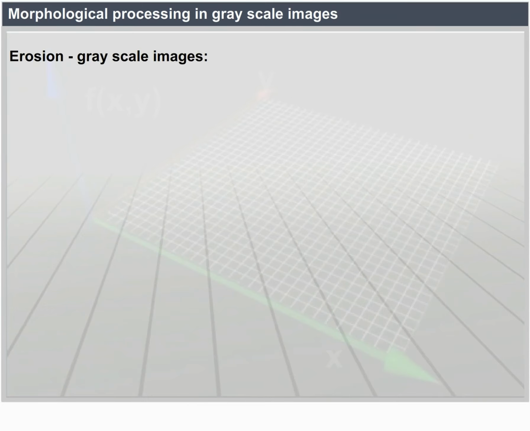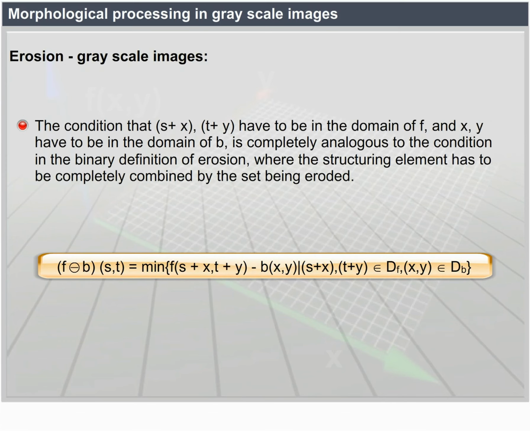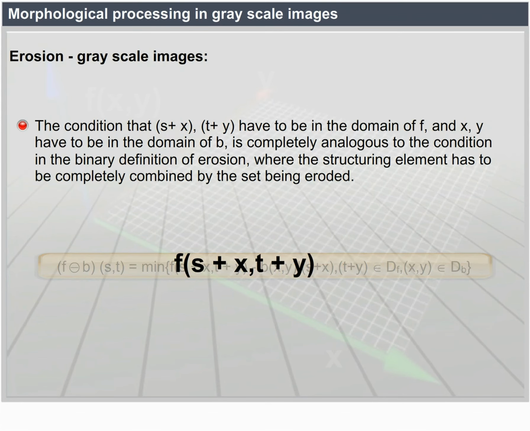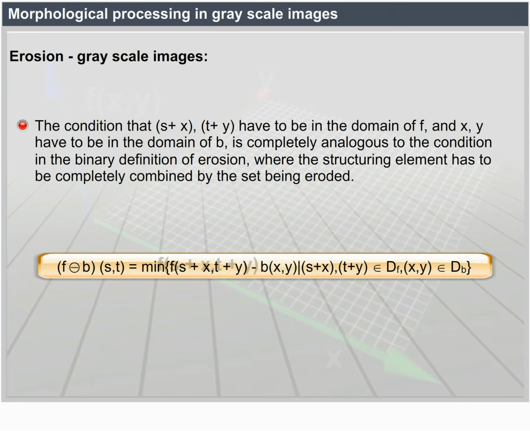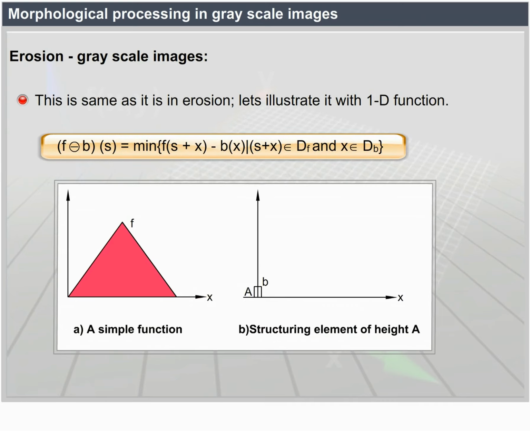Erosion, grayscale images. Grayscale erosion is defined as shown on screen. The condition that S plus X, T plus Y have to be in the domain of F and X, Y have to be in the domain of B is completely analogous to the condition in the binary definition of erosion, where the structuring element has to be completely contained by the set being eroded. The same as in erosion, we illustrate with a 1D function.